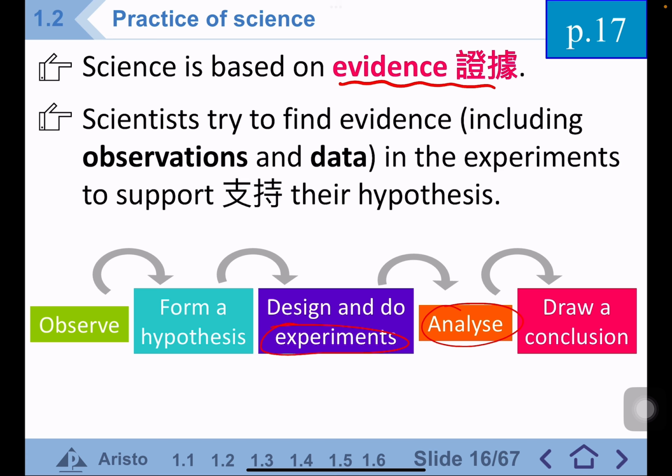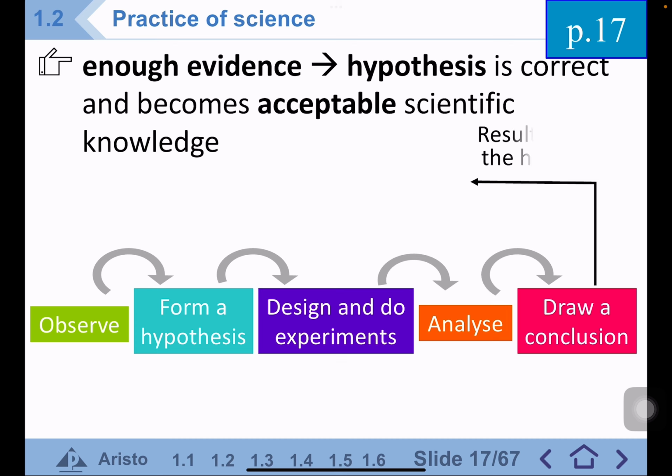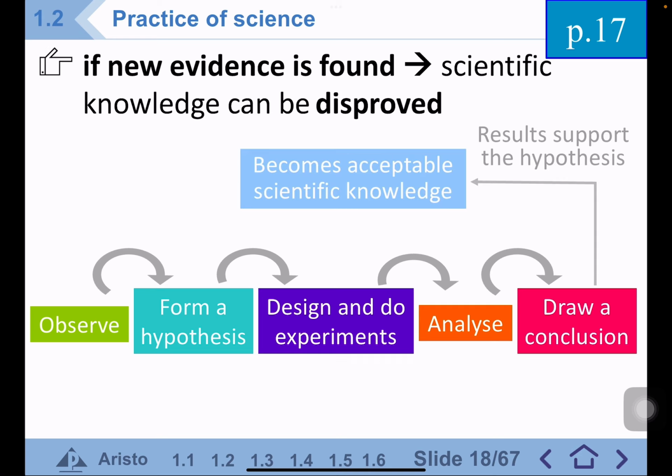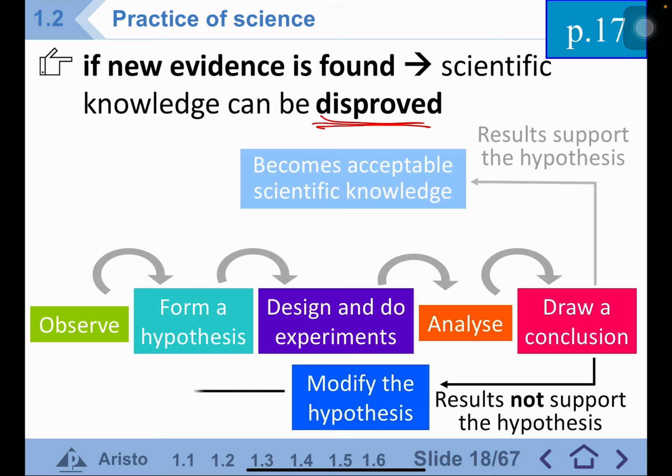But sometimes, if the results support the hypothesis, just like Galileo's, it shows the hypothesis is correct. So the hypothesis will become scientific knowledge accepted by all the people in the world, and all the people will learn about that knowledge. But sometimes their experiment may disprove, that means do not agree with, the hypothesis.